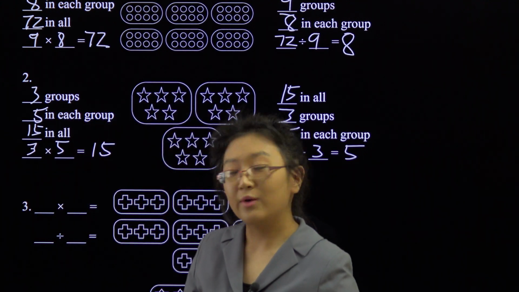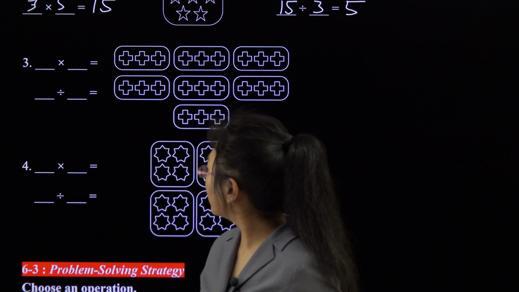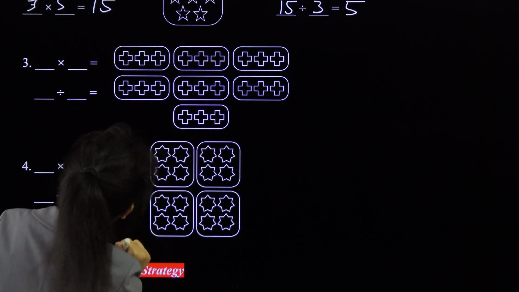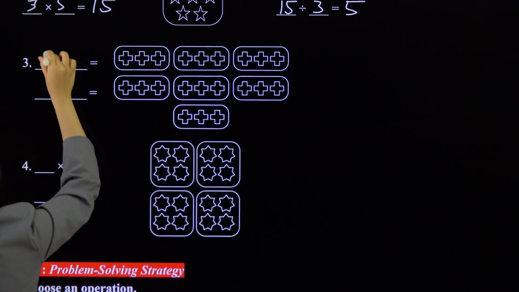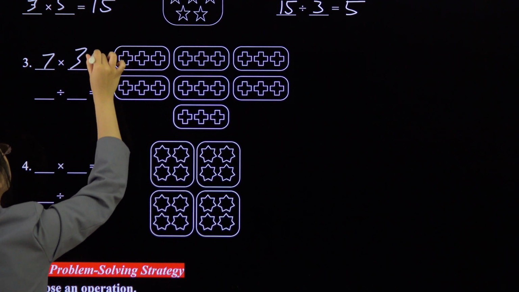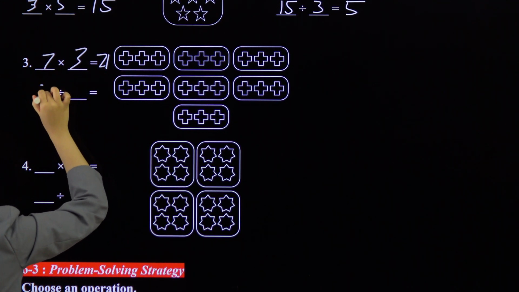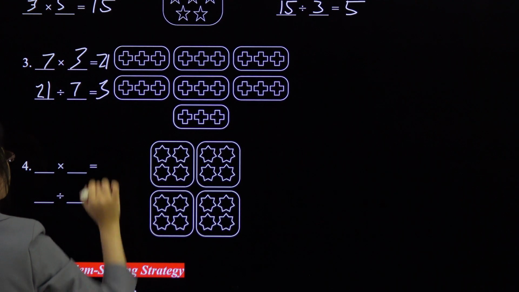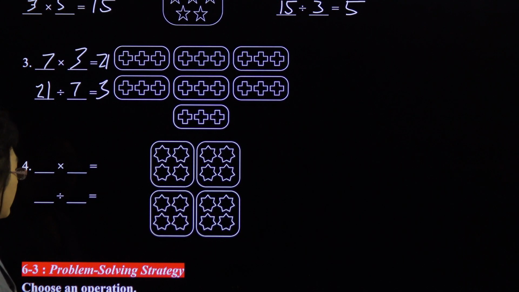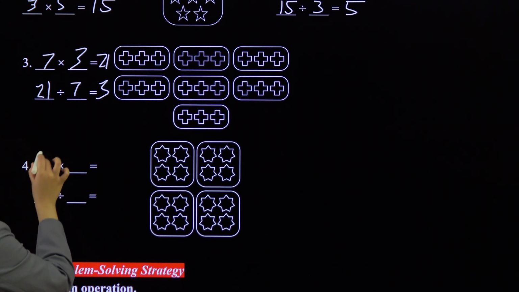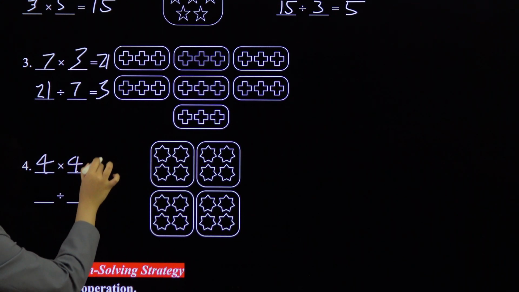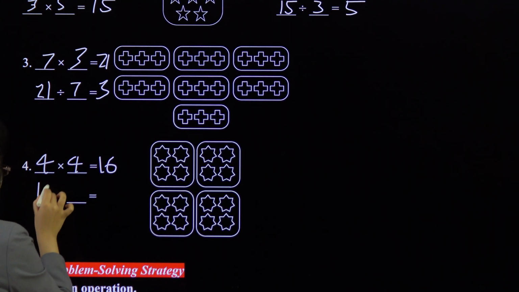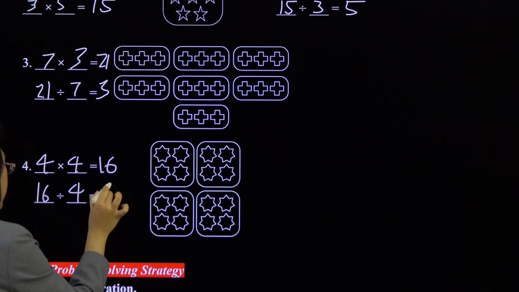We continue and we move on to, there's 7 groups and there's 3 in each group, which is 21. And 21 divided by 7 equals 3. Here there's 4 in each group and 4 groups. 16. 4 times 4 is equal to 16. 16 divided by 4 is equal to 4.